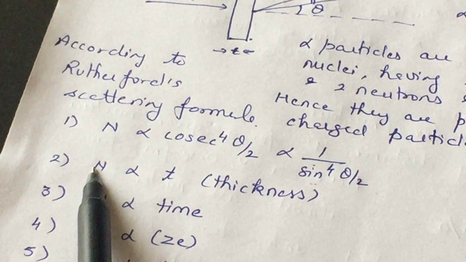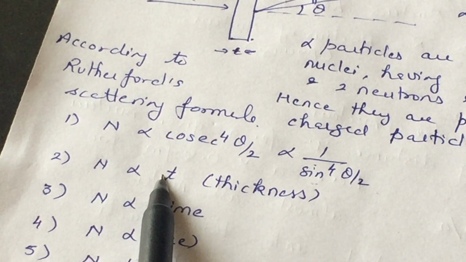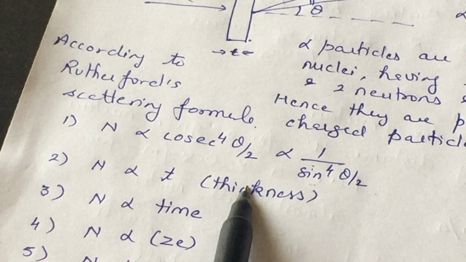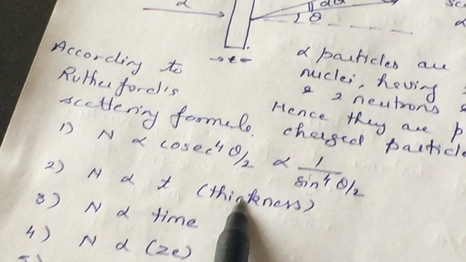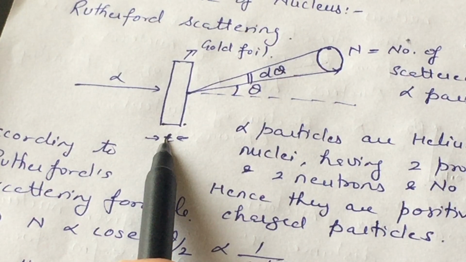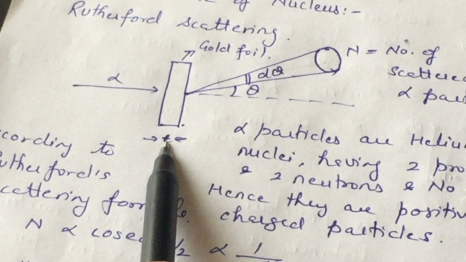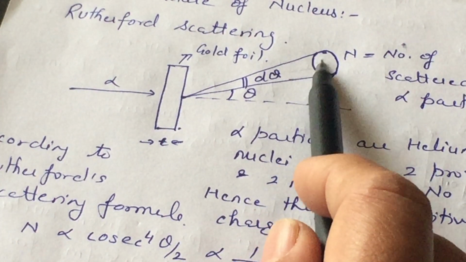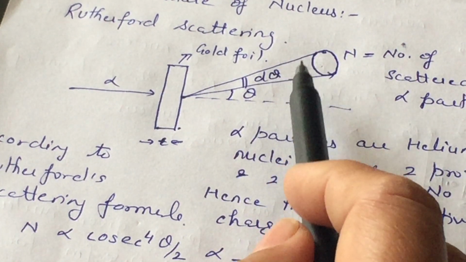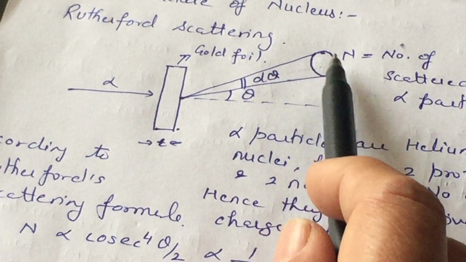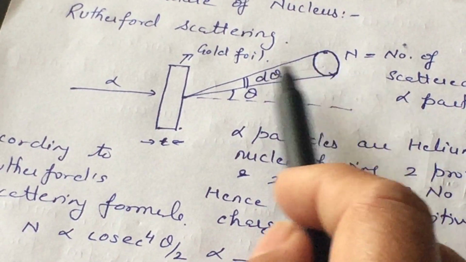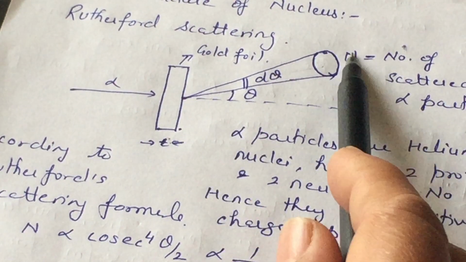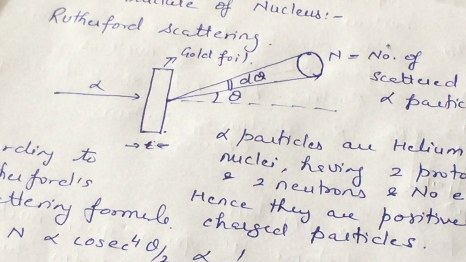Second, the number of scattered particles also depends upon the thickness of the material on which the projectile is allowed to be scattered. This is the thickness T of the gold foil. If T is changed, the number of alpha particles scattered within a range of angle theta to theta plus d theta is also going to vary. It means this thickness also plays an important role in the number of scattered particles.